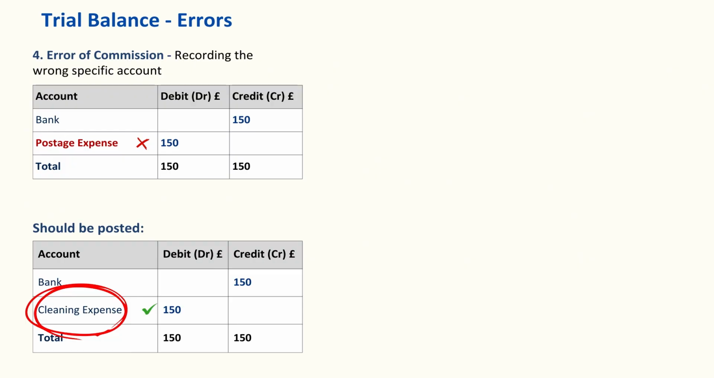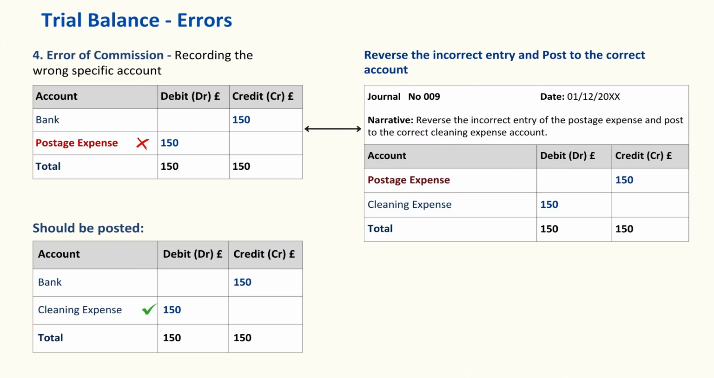Correct expense account is cleaning expense, but the bookkeeper accidentally posts it to postage expense. Wrong entry made, debit postage expense £150, credit bank £150. Bank entry is correct. The only problem is the wrong expense account was used. We don't need to reverse the whole entry. We only fix the wrong expense account, credit postage expense and debit cleaning expense.